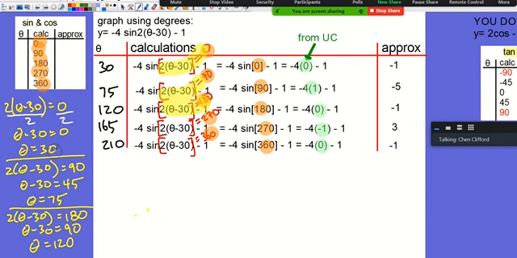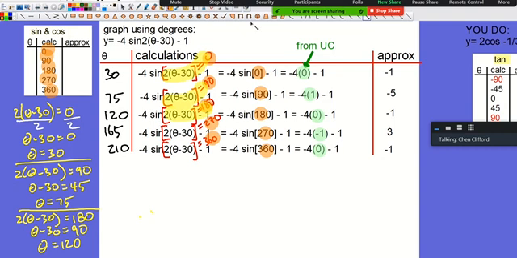There's a question asking, what do I do when I have this yellow number for theta? This 30 basically got moved right here, the 75 and the 120. You see what I'm saying? All right, and so now we have all the points we need. We just need to graph this now.